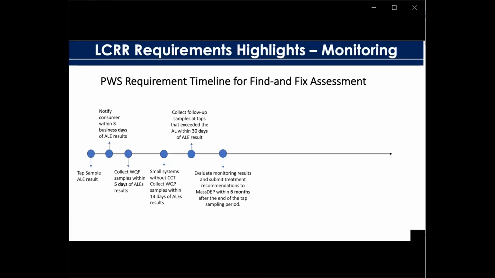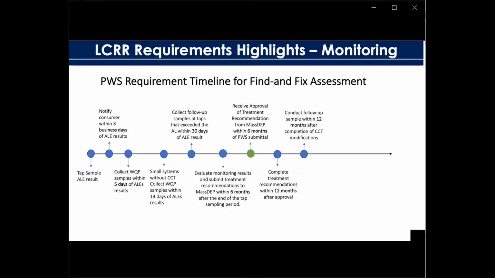Within 6 months after the end of the monitoring period in which the site exceeds the lead action level, water systems have to evaluate the results of the monitoring conducted and submit any recommendations to the state. Then MassDEP will approve the treatment recommendations or specify a different approach within 6 months of the public water system submittal of the treatment recommendation. If the state approves the recommendation, then it requires the water system to adjust the optimal corrosion control treatment process, and the water system must complete these modifications within 12 months after receiving approval from the state.